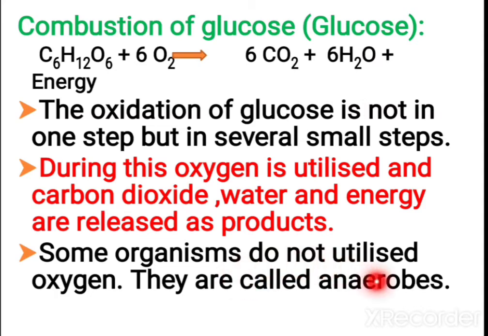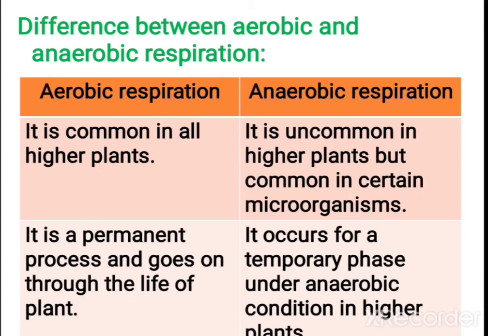Some organisms do not utilize oxygen; they are called anaerobes. When organisms use oxygen they are called aerobes, and the respiration is called aerobic respiration. When they do not use oxygen they are anaerobes, and the type of respiration is anaerobic respiration. Now let us study the differences between aerobic and anaerobic respiration.